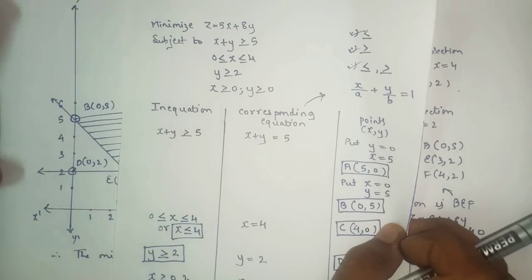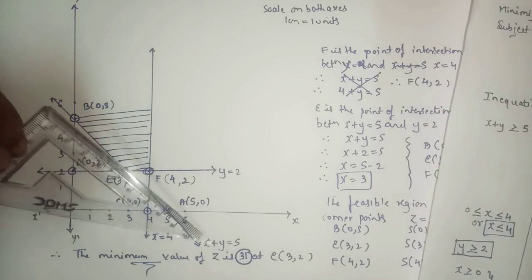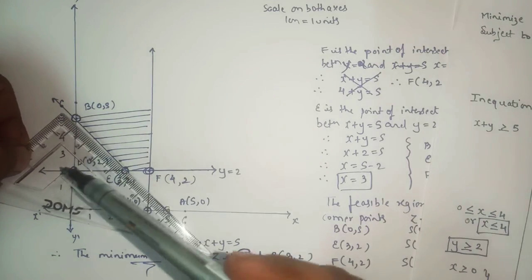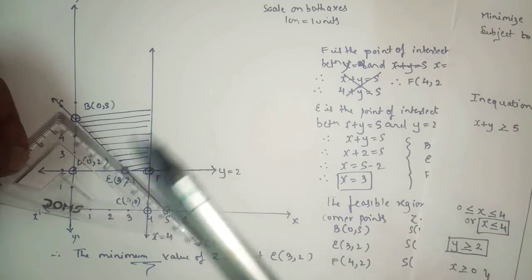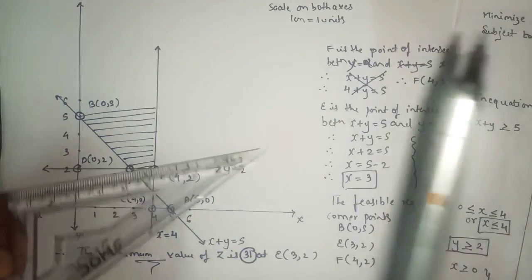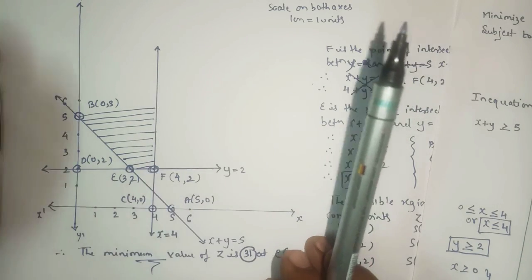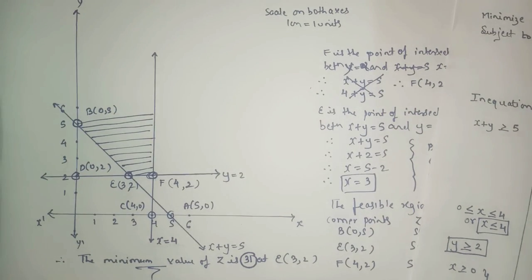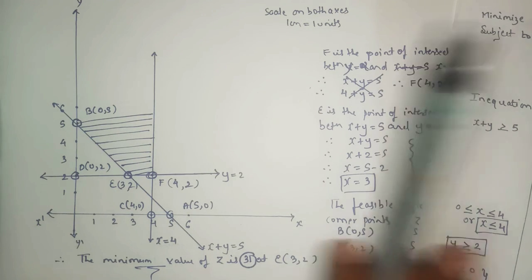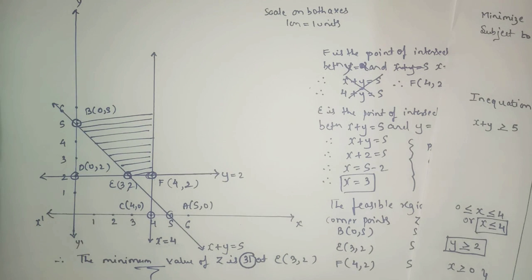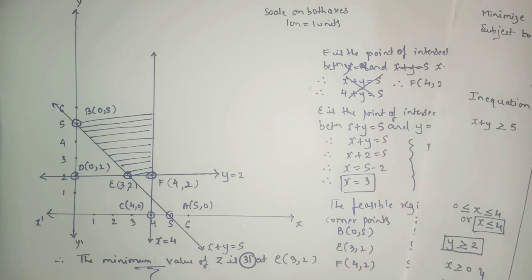Understood? With the help of the scale you can check where we are getting the common region. I hope you all understood this sum. So we'll take one more sum based on this and we'll end this topic. We'll take the last sum based on the graphical method, the last part of this type.